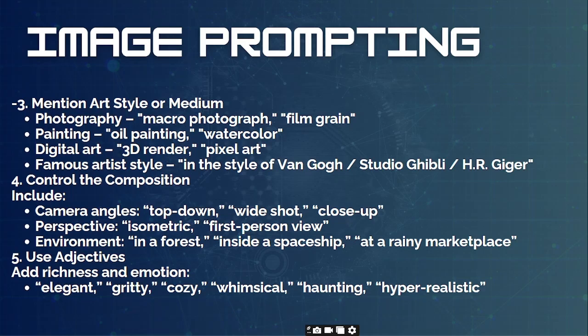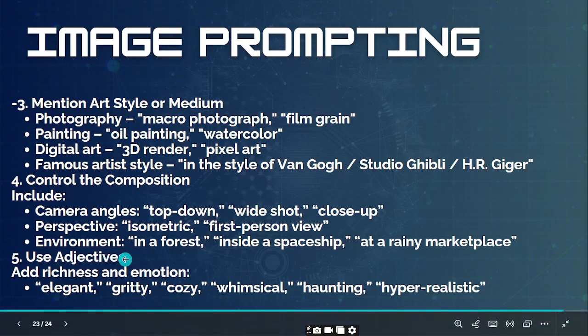You just have to know what you need. Environment: in a forest, inside a spaceship, at a rainy marketplace. These are the examples that you should explain to the AI generator, what kind of environment and what kind of background the picture should have. Use adjectives to add richness and emotions. You can use adjectives like elegant, geeky, cozy, whimsical, haunting, hyper realistic.